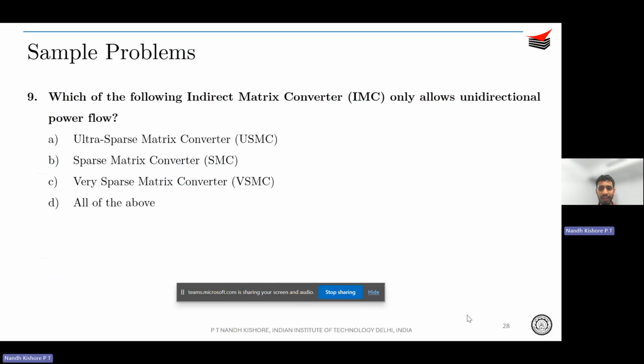Which of the following indirect matrix converters allows only a unidirectional power flow? So we understand that in the converter topology which has a diode in it, because a diode is a unidirectional current flow device, it's obviously going to allow only unidirectional current flow. So you just need to know the topologies of each of these.